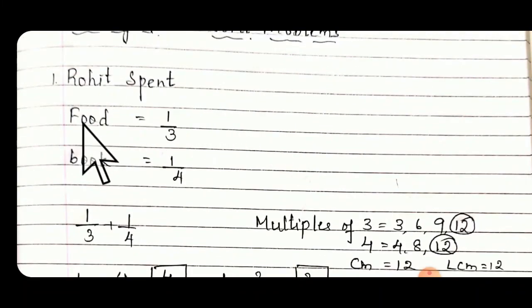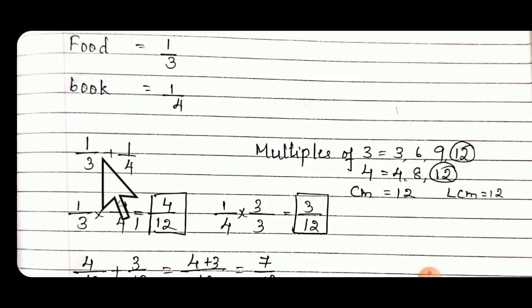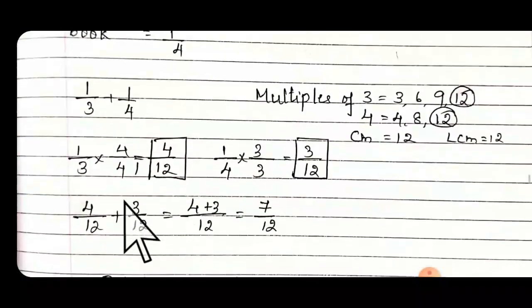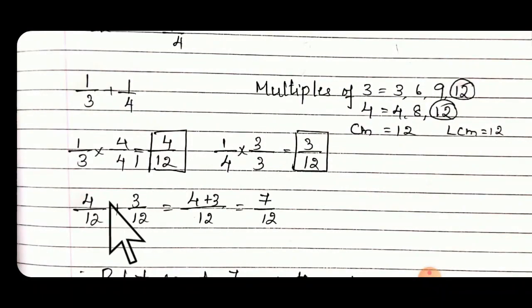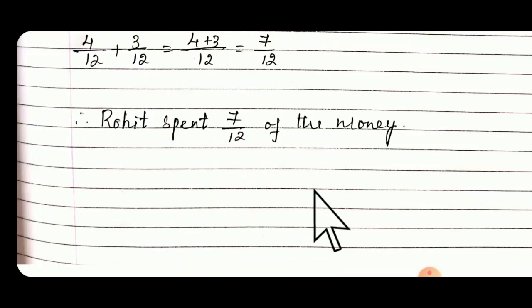Rohit spent for food 1/3, for books 1/4. How much he has spent in all means we need to find total. Total means again plus. So 1 by 3 plus 1 by 4. Denominators are different. Find the multiples, then find the common multiple. The LCM will be 12. Convert into like fractions, that is 4 by 12 plus 3 by 12. It will be 7 by 12. Therefore, Rohit spent 7 by 12 of the money.